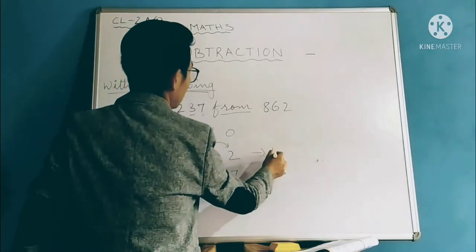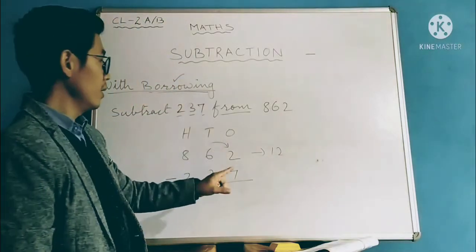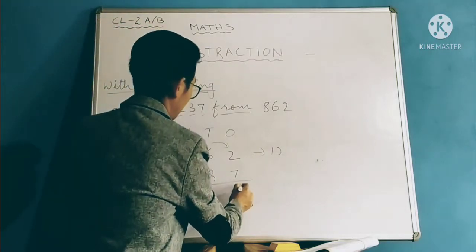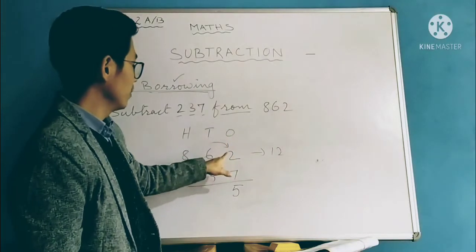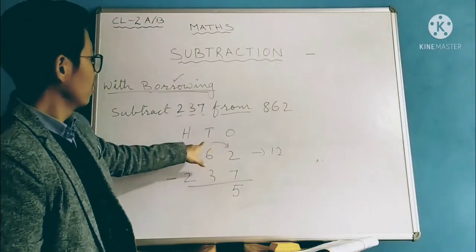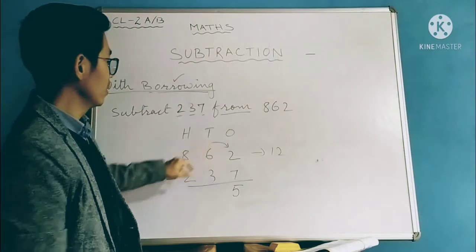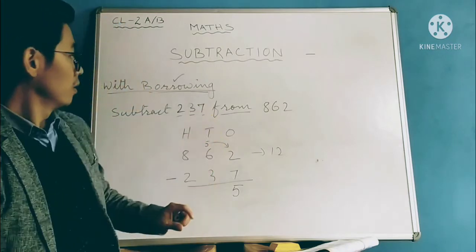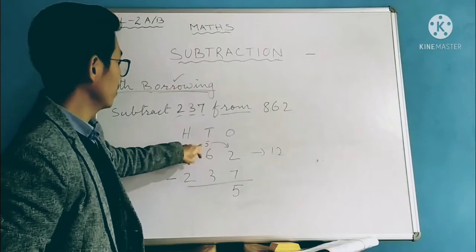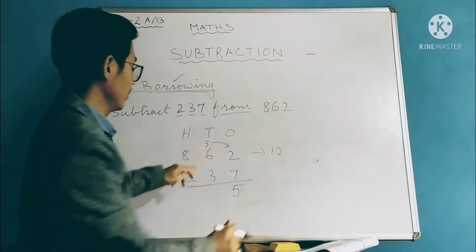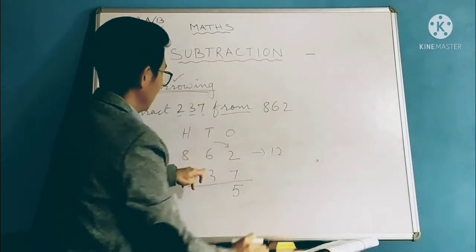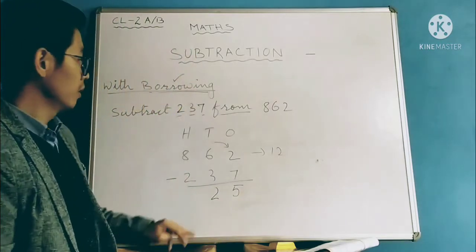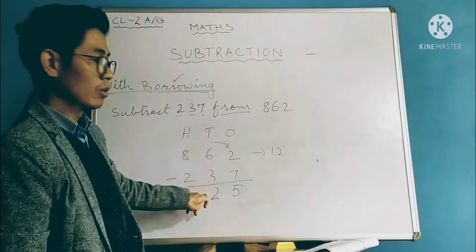Now it will be your 12, right? So 12 minus 7, you get 5. 12 minus 7 is 5. Now how much do we have left here? Just to make you understand, we have 5 left here. So 5 minus 3, 5 minus 3 is 2. Isn't it?